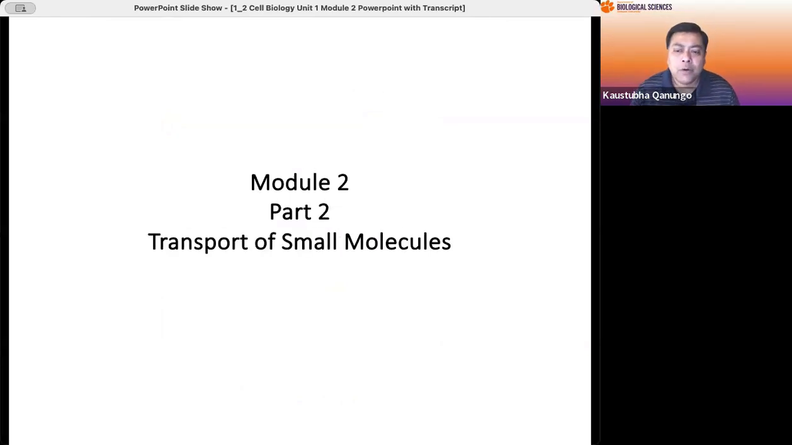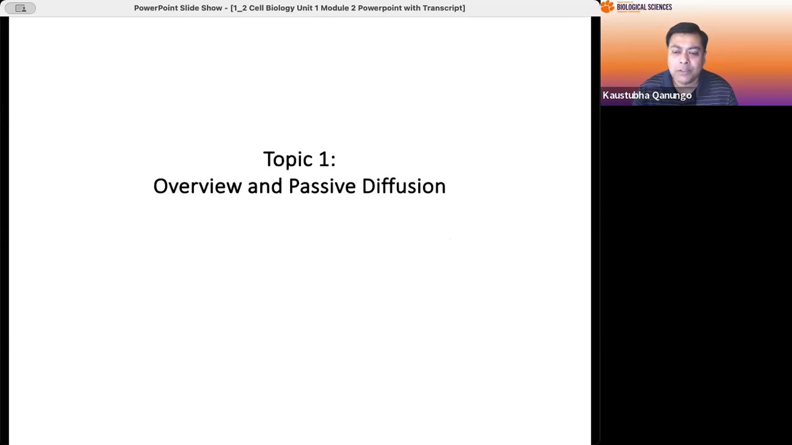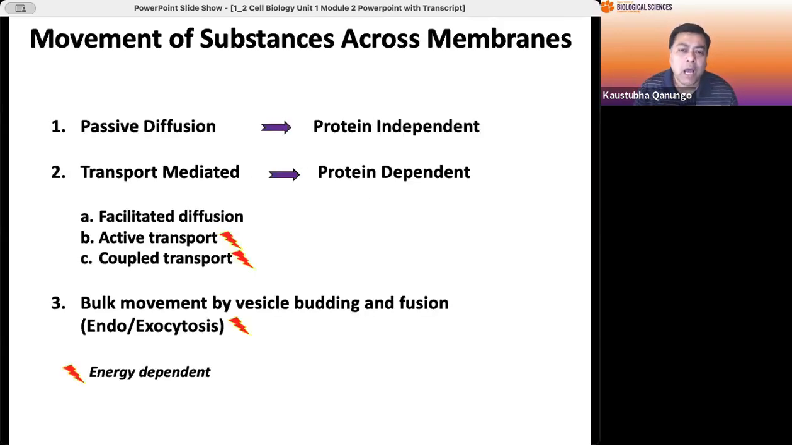All right. So module 2, part 2, which is the transport of small molecules. We talked about the biological membrane, and now we are looking at how we move substances through it. So you have a couple of different things. You have passive diffusion, then you have transport mediated, which is protein dependent, and then you have facilitated diffusion. Remember that it does not require any energy. A molecule binds, then it just changes conformation and moves through.